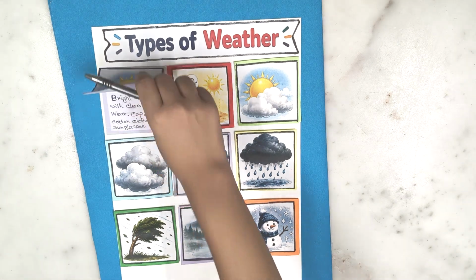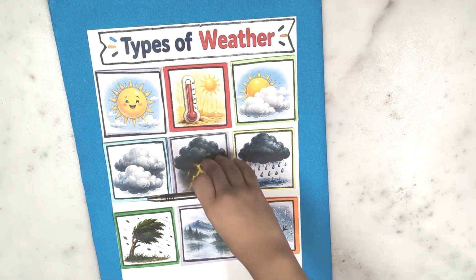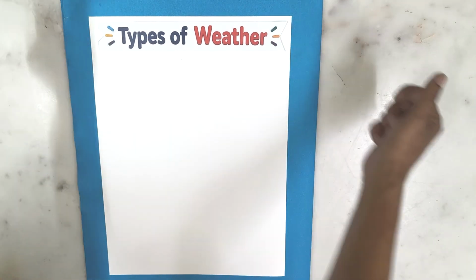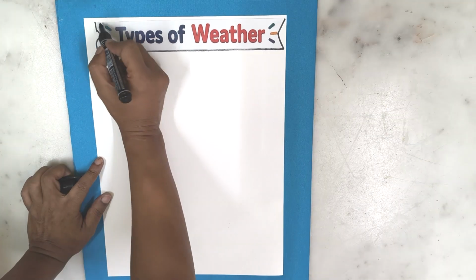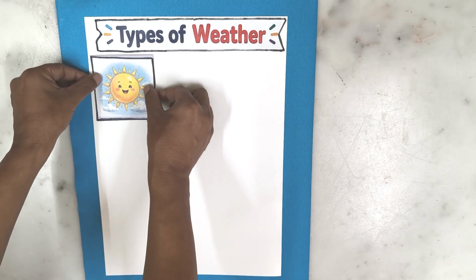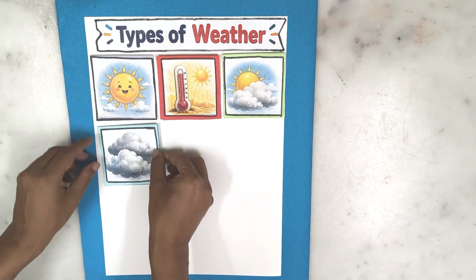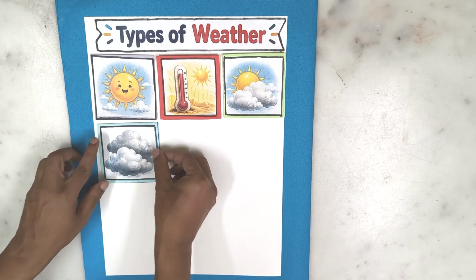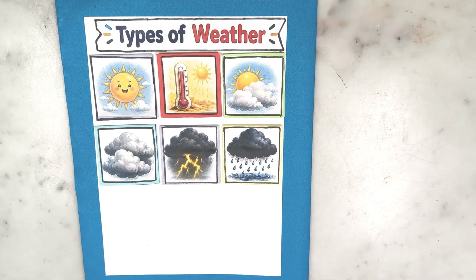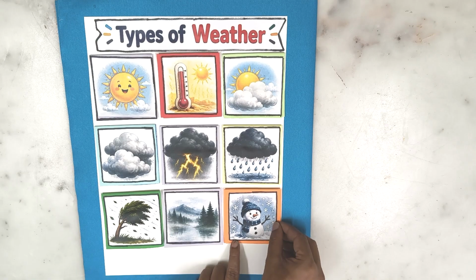In this video, you will learn how to make a colorful and interactive types of weather chart using simple craft materials. This teaching learning material, TLM, is perfect for B.Ed practicals, teacher training, EVS classrooms, school projects, and exhibitions. This easy weather chart helps children identify and understand different weather conditions such as sunny, cloudy, partly cloudy, rainy, stormy, windy, snowy, misty, hot.